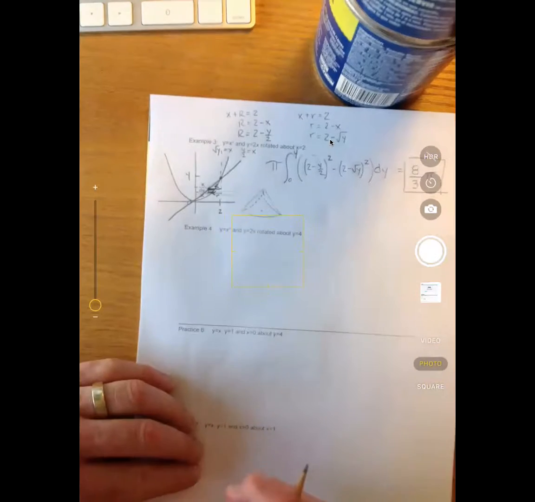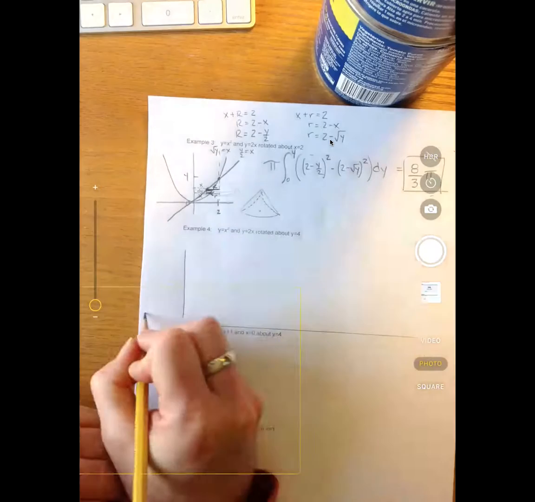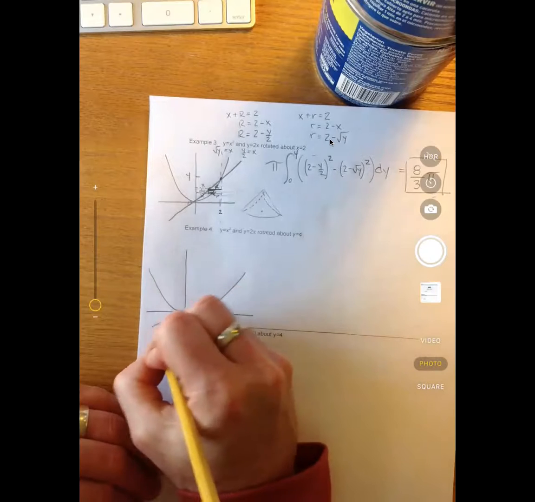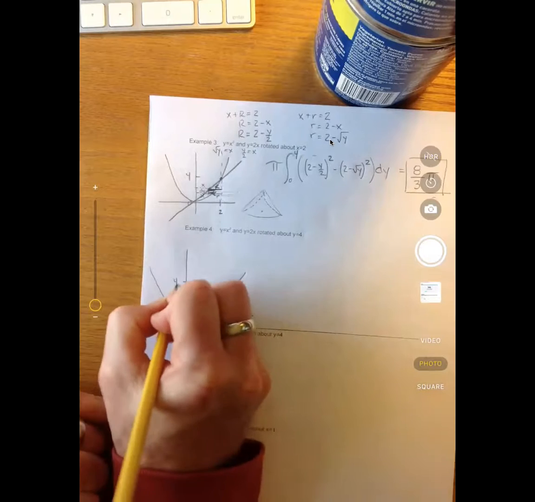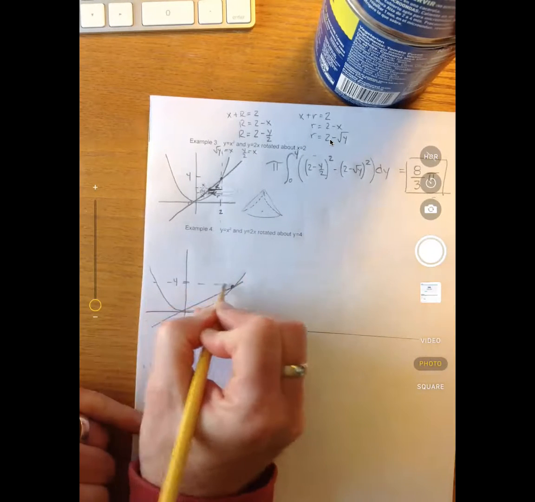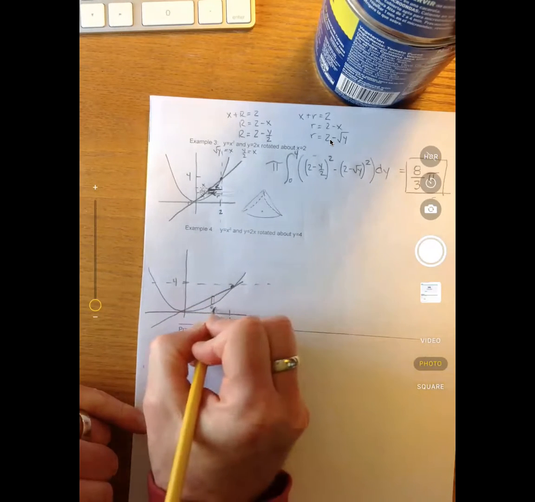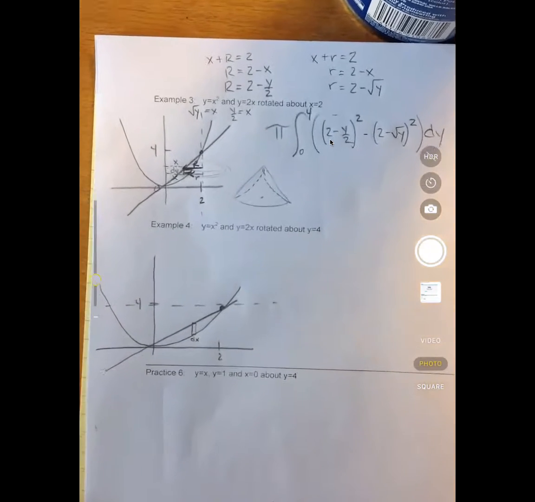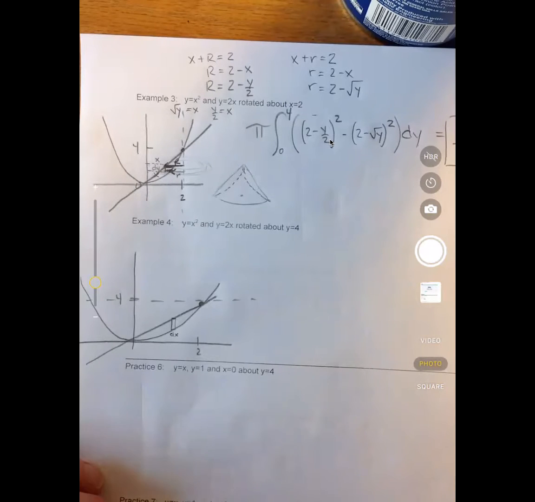All right, let's take a look at one more. Same region, but now rotated around a different line. So y equals x squared, y equals 2x. This was 2, and that's 4. And now I want to spin it around y equals 4, this line. So here's my rectangle with a width of dx. Let me zoom in a little bit here.